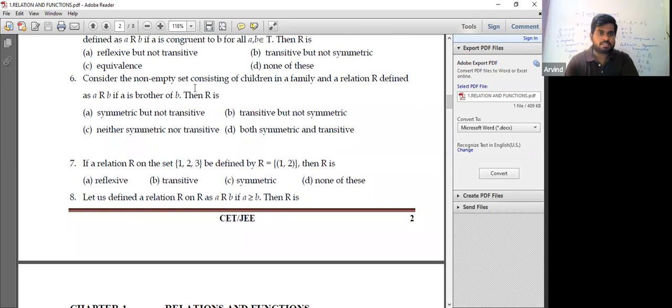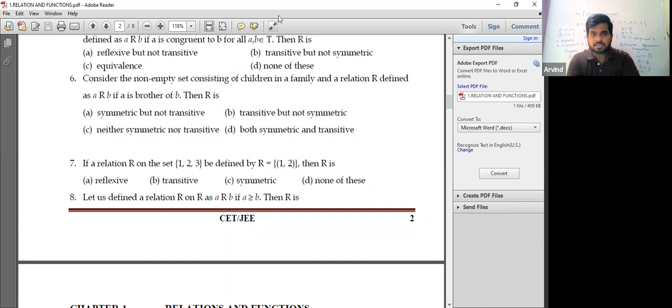Okay, this is a very interesting one. Consider a non-empty set consisting of children in a family and a relation R defined as A is related to B if A is brother of B. Then R is symmetric but not transitive, transitive but not symmetric, neither symmetric nor transitive, or both symmetric and transitive. Here they have not asked about reflexive, only symmetric and transitive. So let us concentrate only on that.